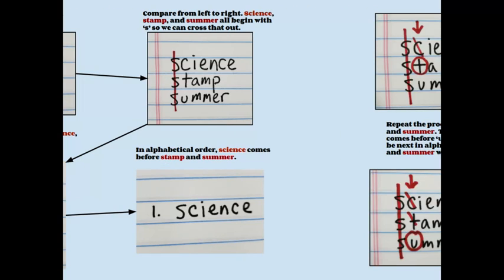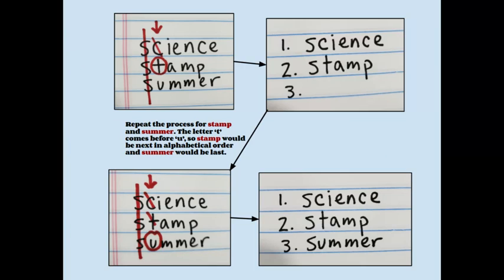We're going to repeat the process for stamp and summer. The letter T comes before U, so stamp would be next in alphabetical order, and summer would be last. So you can see here we repeat that again and look down, and then we have T and U. Since T comes before U in alphabetical order, stamp would be second, and then U comes last, so summer would be our last word.